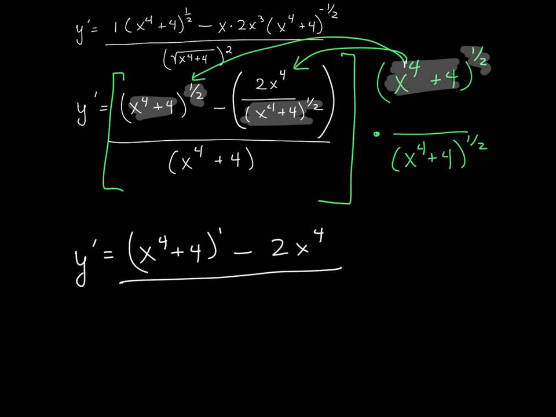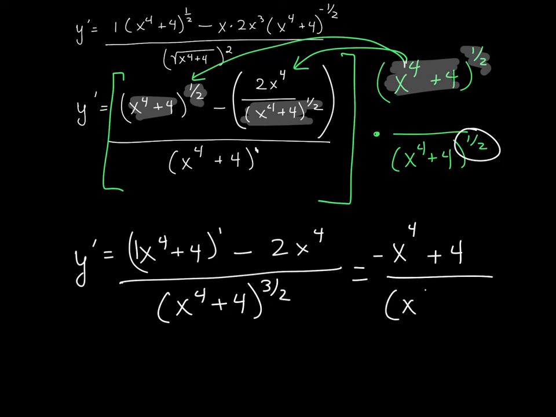again, I'm adding the 1 and the 1/2, so that leaves me with x to the 4th plus 4 to the 3/2 power. Simplify the numerator, and remember that's 1x to the 4th, so I'm going to be left with negative x to the 4th plus 4 all over x to the 4th plus 4 to the 3/2 power.